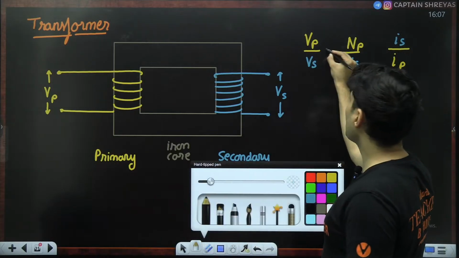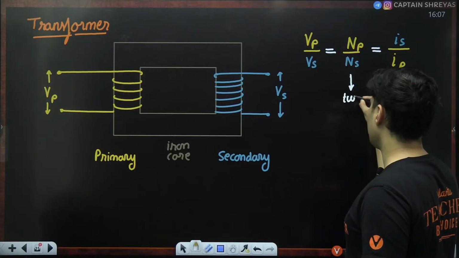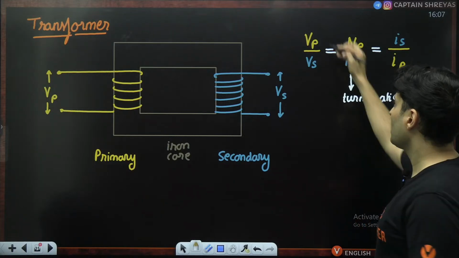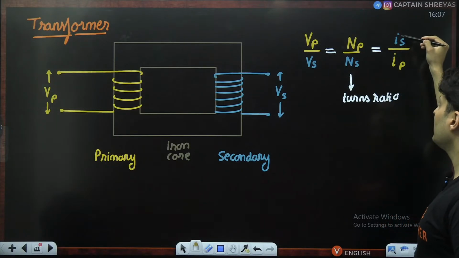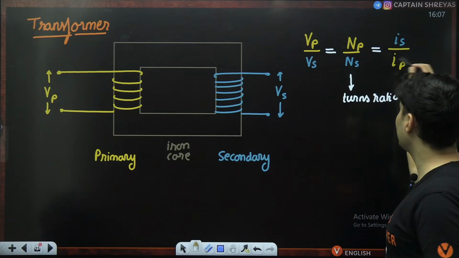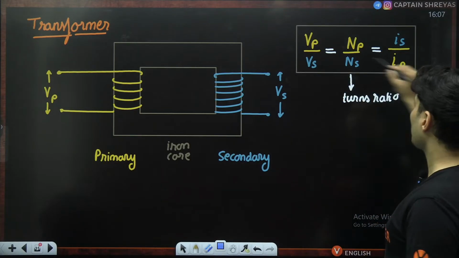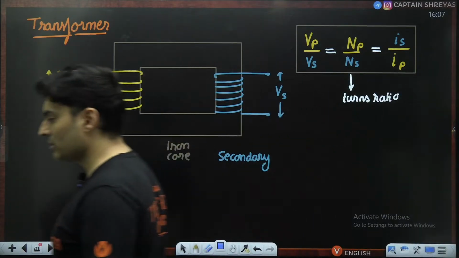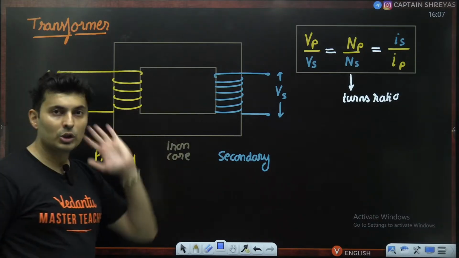All these three will be equal. Yes, this is also sometimes called the turns ratio, the ratio of the turns. Primary voltage by secondary voltage is the number of turns in primary by the number of turns in secondary, which is the current in secondary by current in primary. Only this part is inverted. That's all. Other than that, everything is fine. V1 by V2 is N1 by N2 is I2 by I1. That becomes the formula using the principles of electromagnetic induction. This is what you should know.